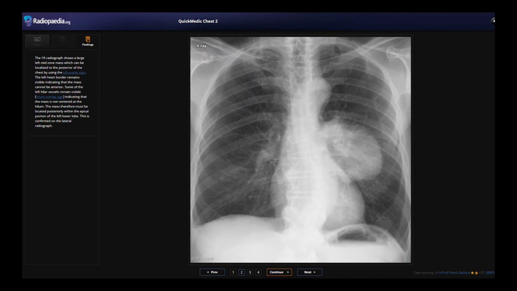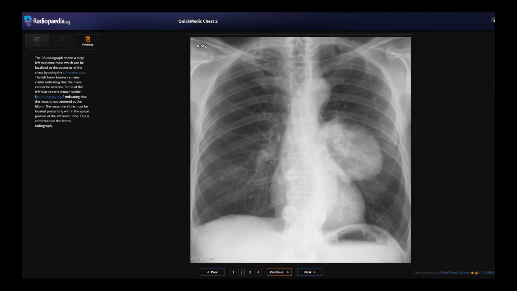So this posterior anterior radiograph shows a large left mid-zone mass that can be localized to the posterior of the chest by using the silhouette sign. The left heart border remains visible, indicating that the mass cannot be anterior. Some of the left hilar vessels remain visible. There's a hilum overlay sign, indicating that the mass is not centered at the hilum.